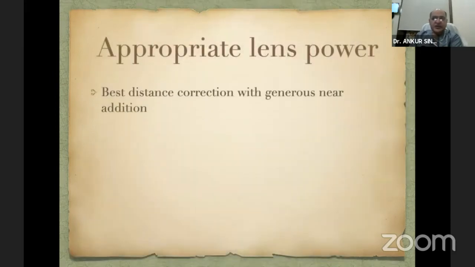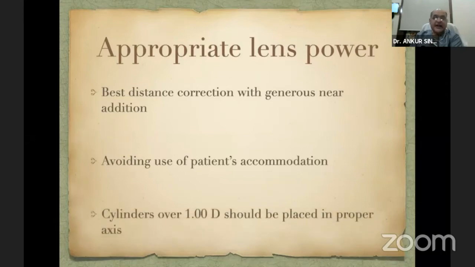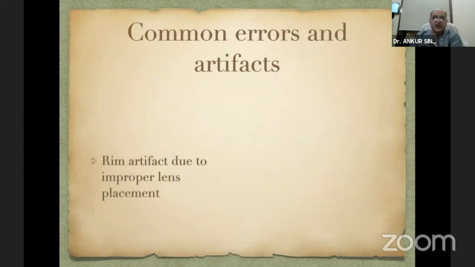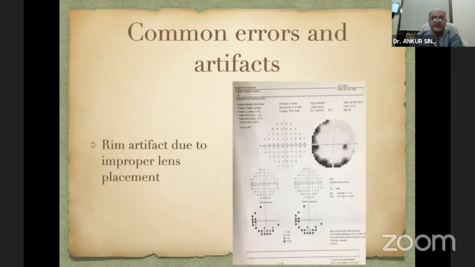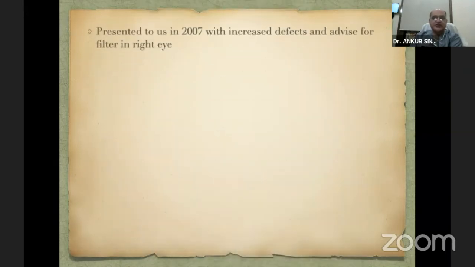Appropriate lens power is to be used based upon the distance correction. Generous near addition should be given. The patient should not be using accommodation because it demands a lot of effort from the patient's side, and any cylinder more than one diopter should be placed in the proper position. Now, common artifacts. There can be a rim artifact like this, as we have just discussed, if the lens is pretty far away from the patient's eye. And if you explain to the patient and put the lens in the correct position, it goes away.